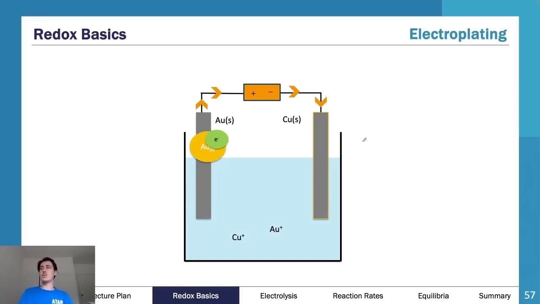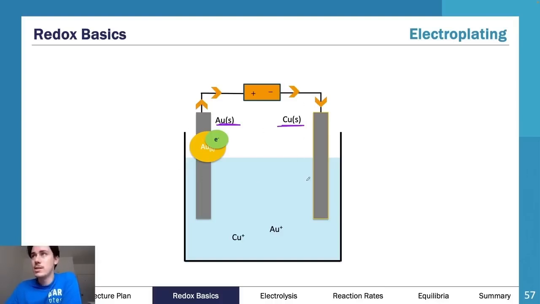So I've got two electrodes. I've got a gold electrode here, and I've got a copper electrode here. Let's say this copper electrode is a piece of jewelry. I don't know why you have copper jewelry, but let's just say it is. You've got a piece of jewelry here, and you've got a big wad of gold here. And I essentially want to cover this copper jewelry in a thin layer of gold so it looks really fancy. That's what I want to do.